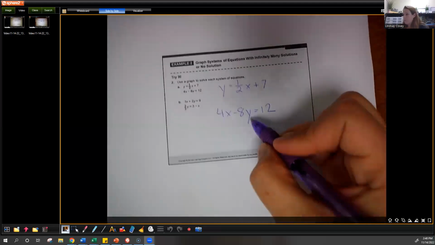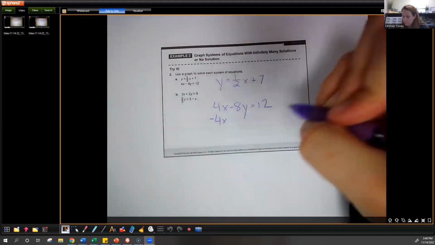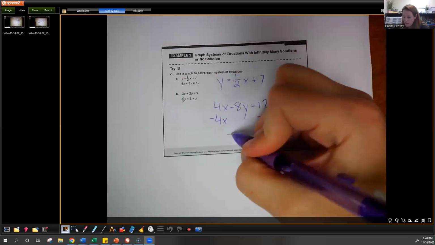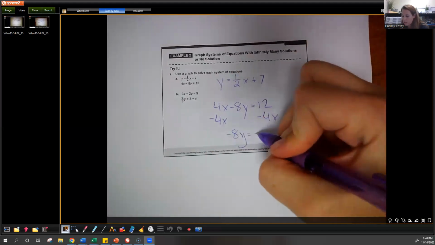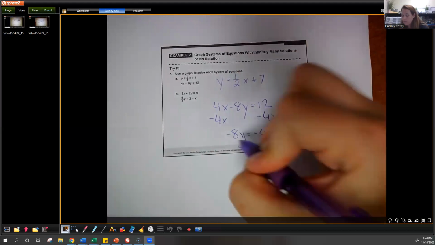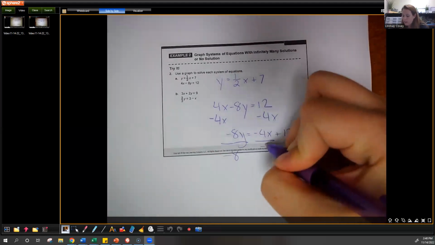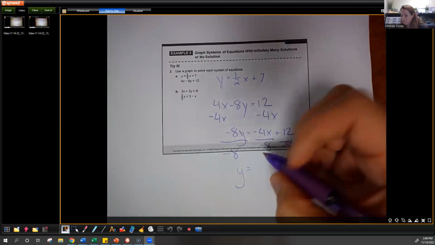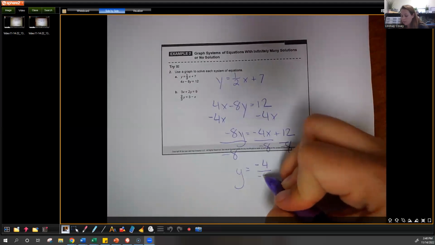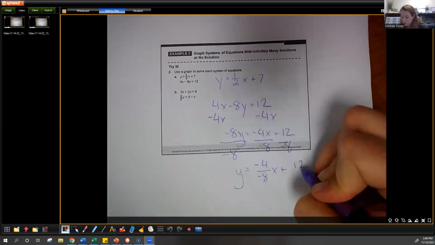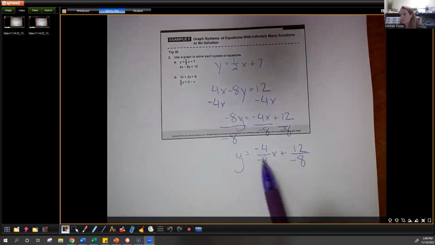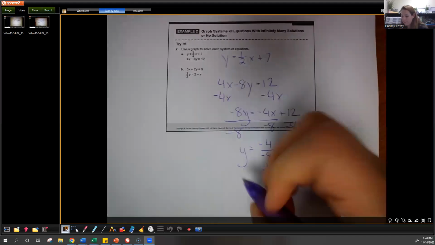Okay, so I need to isolate the y. I'm going to move this over. Whatever I do to one side of my equation, I have to do to the other. And now I'm left with negative 8y equals negative 4x plus 12. Divide by negative 8. Divide by negative 8. And we're left with y equals negative 4 over negative 8x plus 12 over negative 8. I hope that when you're looking at this, you instantly see, oh, 4 over 8, that's the same thing as 1/2.